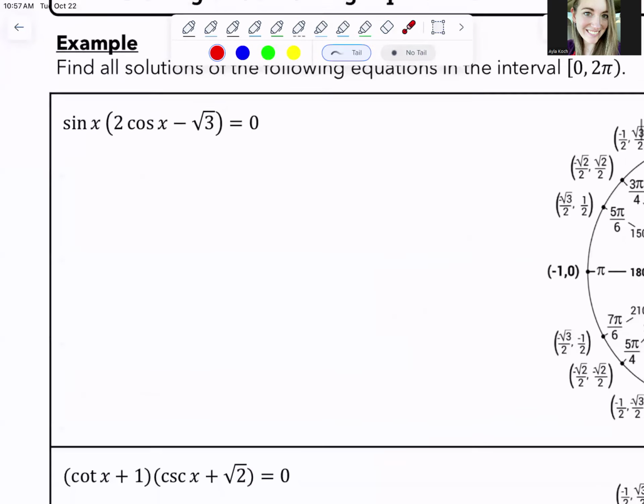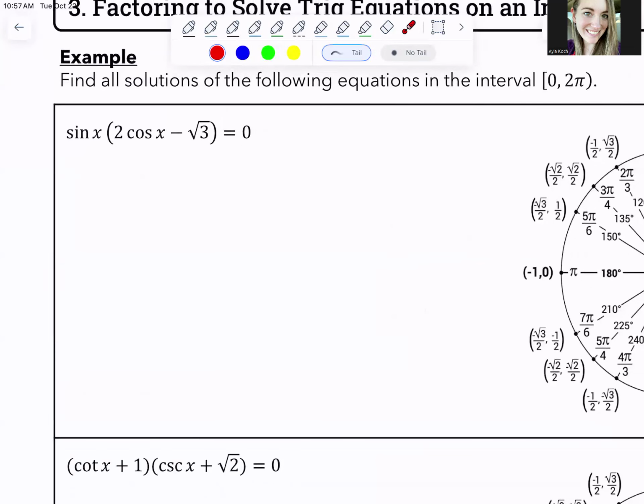All right, let's look at this. Sine x times 2 cosine x minus square root 3 equals 0. So the way that we're going to approach this, we have sine x being multiplied by 2 cosine x minus square root 3. We're going to make this into two equations.